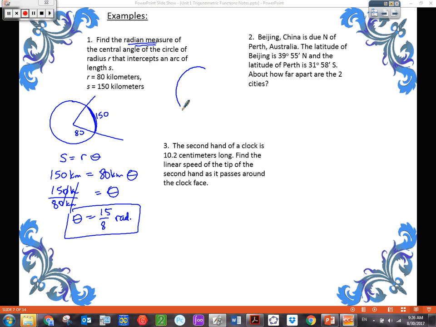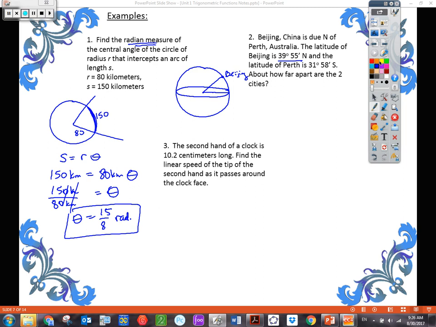So we'll just do the best we can. All right, so there's our Earth. It tells us that Beijing is in the northern hemisphere, so I'm going to indicate that. This measurement means that's the central angle. That is the central angle measure from here, from the equator to Beijing. This angle measure right here.